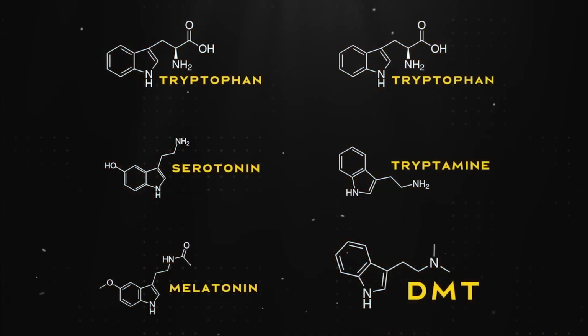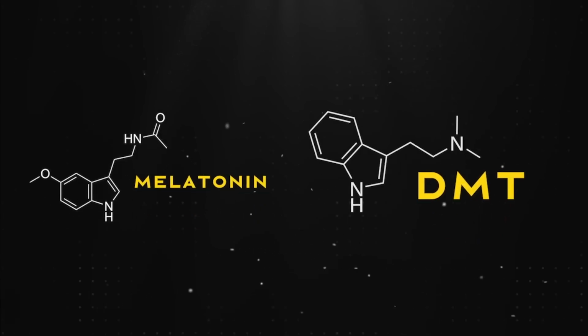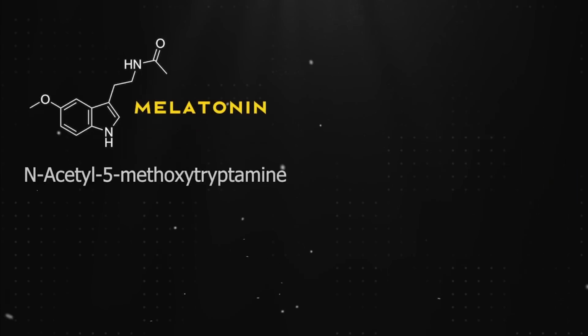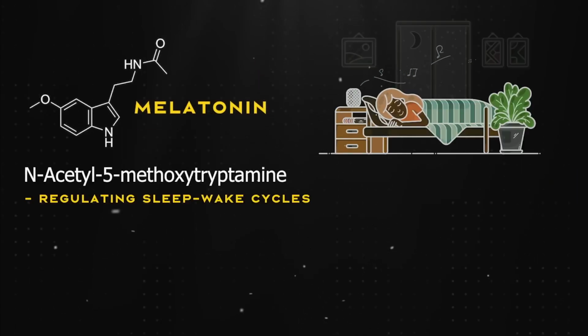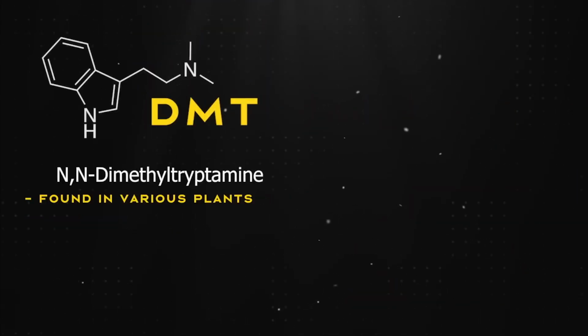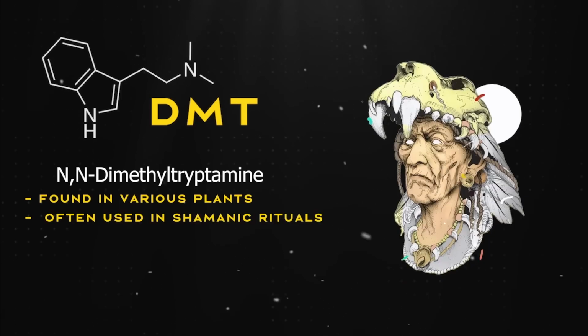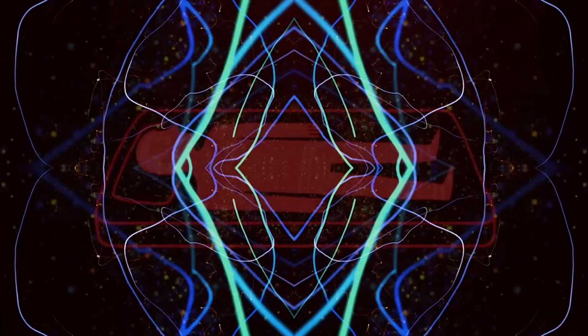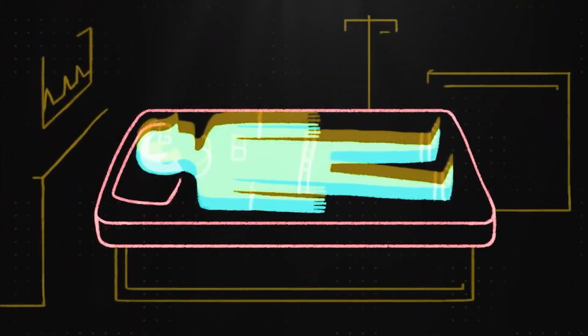To provide a clearer understanding, let's discuss two significant molecules present in the cerebrospinal fluid, melatonin and DMT, both of which originate from tryptophan. It's believed that these are released by the pineal gland into the CSF. Melatonin plays a key role in regulating our sleep-wake cycles and circadian rhythms, while DMT, commonly found in various plants, is often used in shamanic rituals for its potent psychedelic effects, which can induce near-death and mystical experiences.